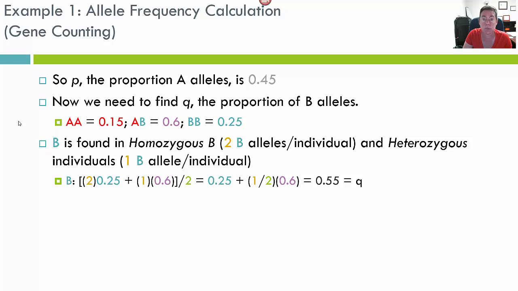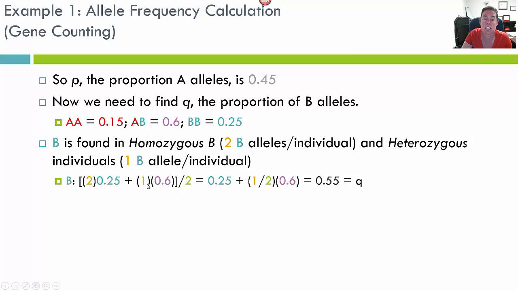Now we need to find Q, the proportion of B alleles. B is found once again in the homozygous B individuals, or the homozygous recessive individuals. Homozygous recessive individuals each have 2 B alleles per individual. And we also have the B alleles in the heterozygous individuals, but they only have 1 B allele per individual. We calculate it in the same manner we did for the A. The frequency of the homozygous recessive is 0.25, so 2 times 0.25 plus 1 times 0.6.